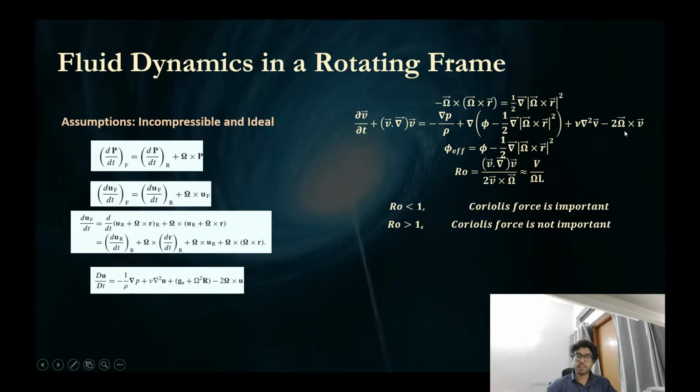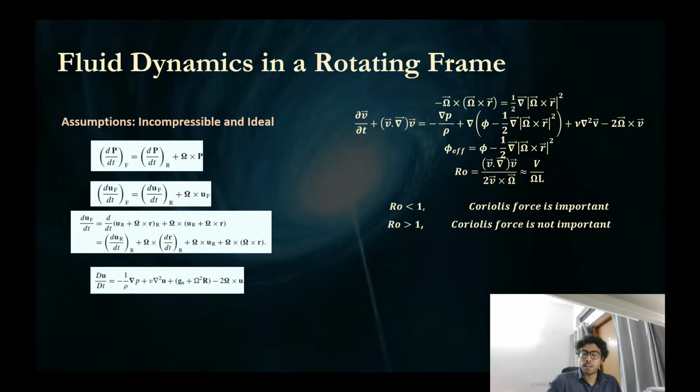If you see v dot del v, so del is d/dx, so there will be v by l times another v. So this is v square by l, right? And this is v cross omega, right? So this is v square by l, and there is one v omega. So v square by l divided by v omega will give you v by omega l. So this is what the Rossby number amplitude is.